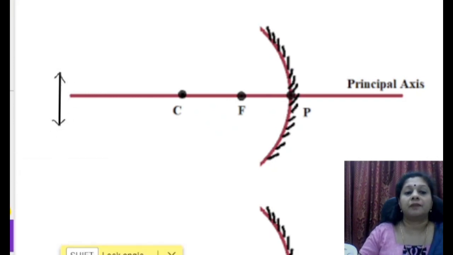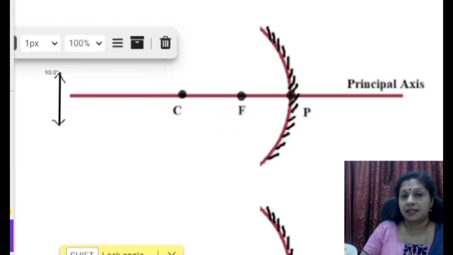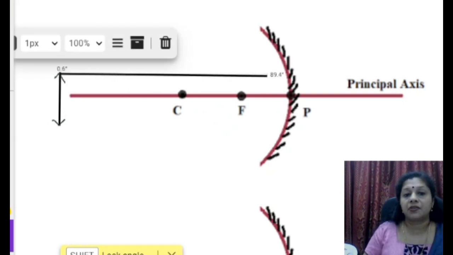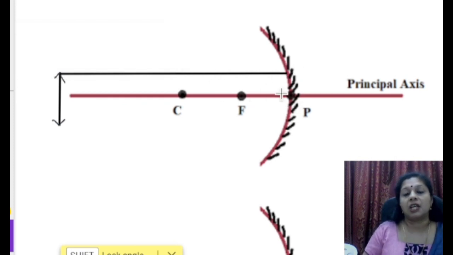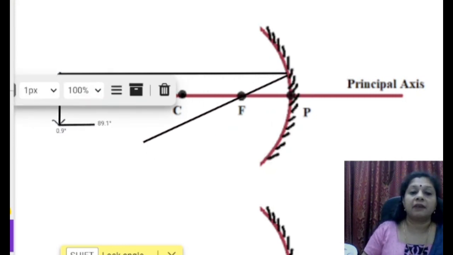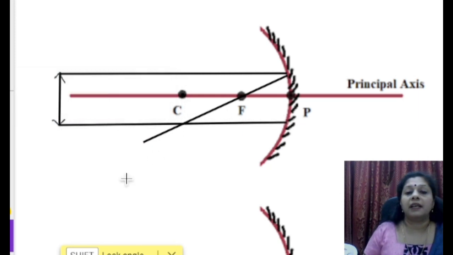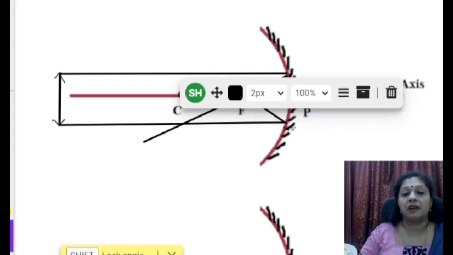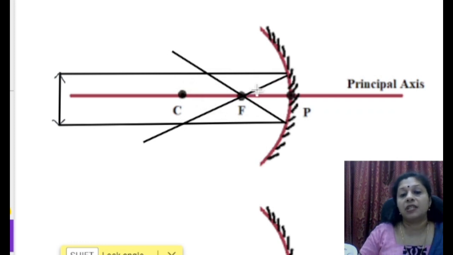Now you will draw the rays coming from it. The first ray is coming straight, that is parallel to the principal axis. So if it is parallel to the principal axis, after reflection it should pass through the focus. The second ray we are taking from the bottom of the object. Any two rays you can choose. So here the second ray also, since it is parallel, after reflection it will pass through the focus. So these two rays are meeting at this point, the focus, and this is the image formation.